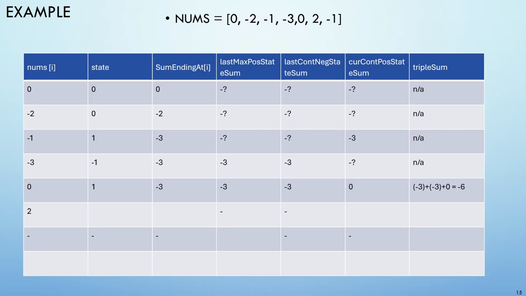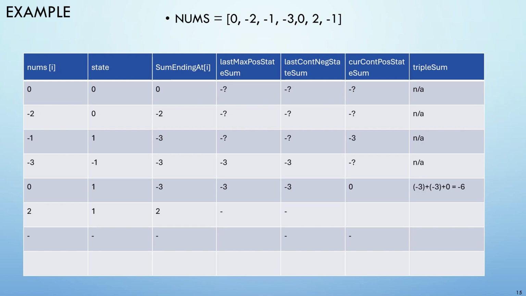Coming to the next element, which is 2. 2 is greater than 0, which means we will continue on the positive state. So state will not change. Sum ending at I will be the maximum positive sum ending at 2 in the increasing state. So if you notice, we have the increasing state minus 3, 0, 2. But the maximum positive state sum ending at 2 will not include minus 3 because minus 3 will decrease the value. We'll simply include 0 to 2 and the answer would be 0 plus 2 will be 2.